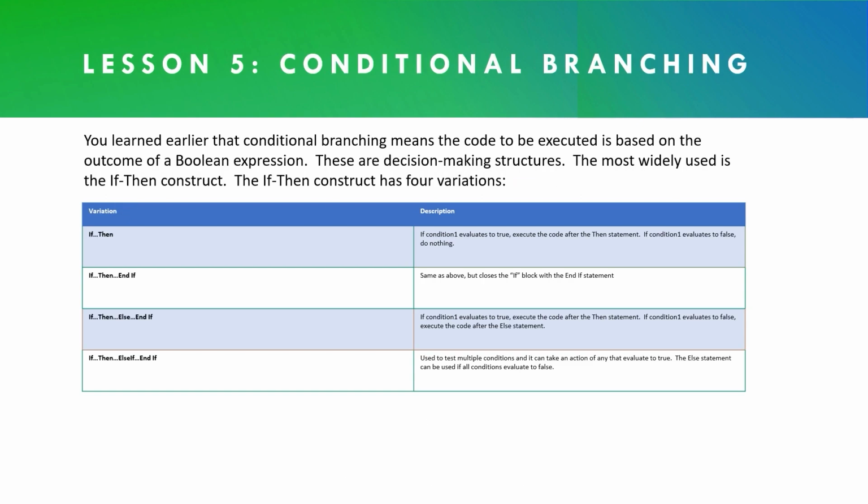So I mentioned there are variations of the if-then construct. There are actually 4 variations. So the first one is just if-then. If the condition evaluates to true, it would execute the code after the then statement. If the condition evaluates to false, it'll do nothing. And that's the one we used for our message box, right? So if they pressed yes in the message box, then it would continue and run the procedure. If they pressed no, it wouldn't do anything.